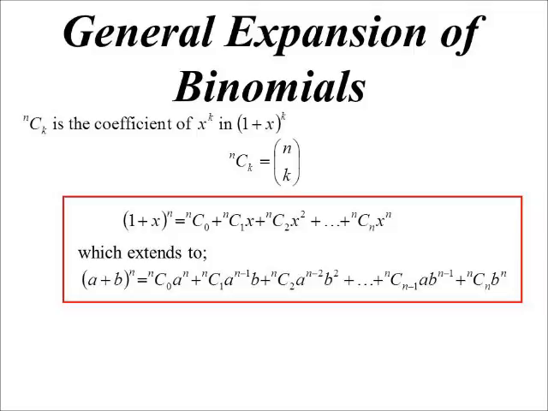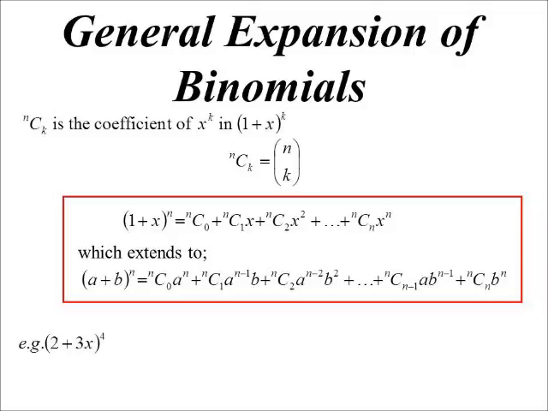So the convenient way, when you look at it, it's nC0 a to the n, nC1 a to the n minus 1 b. Whatever number's down the bottom will be the power of the b, and then the two of them have to add up to be n. So that's how you work it out.